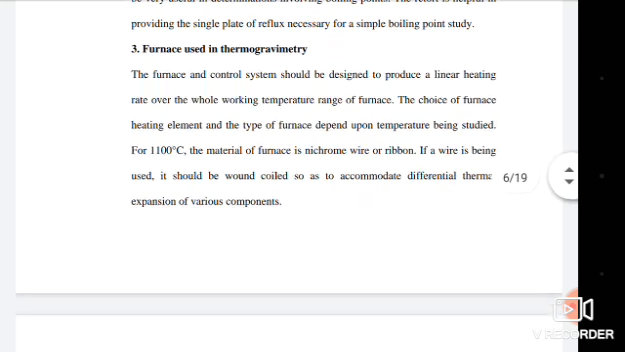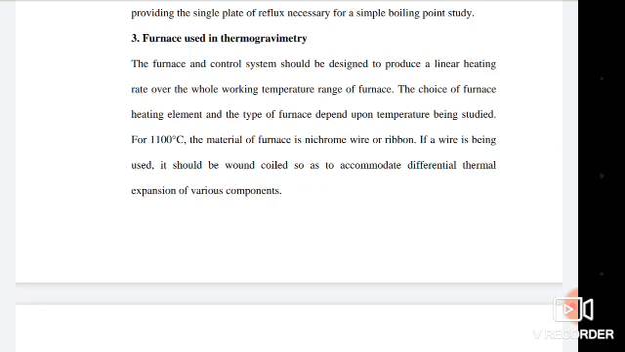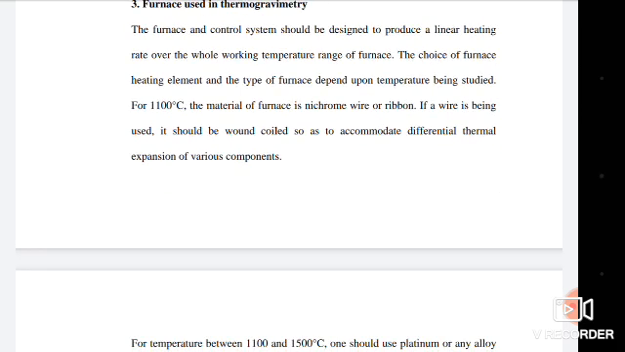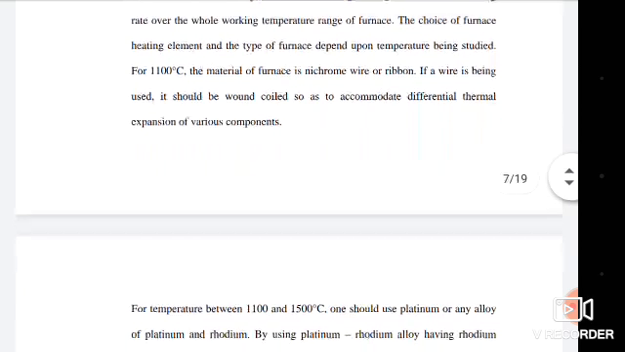The choice of furnace heating element and the type of furnace depend upon the temperature being studied, that is, how much heating is required and what the maximum and minimum temperatures of the study are. For 1100 degrees Celsius, nichrome wire or ribbon is used, because it is stable at the higher temperature.